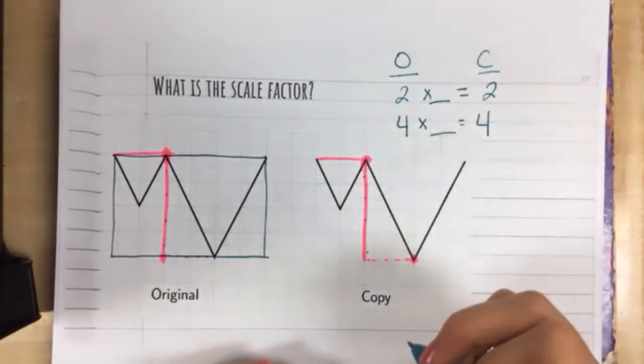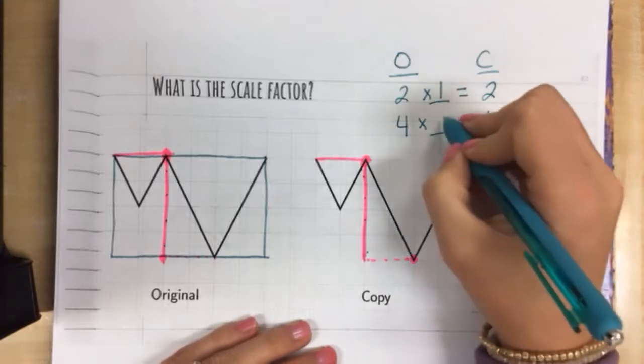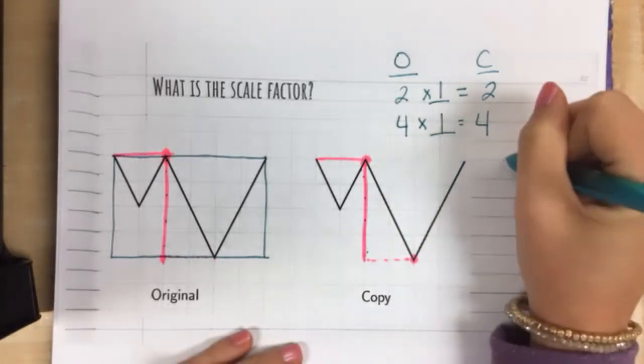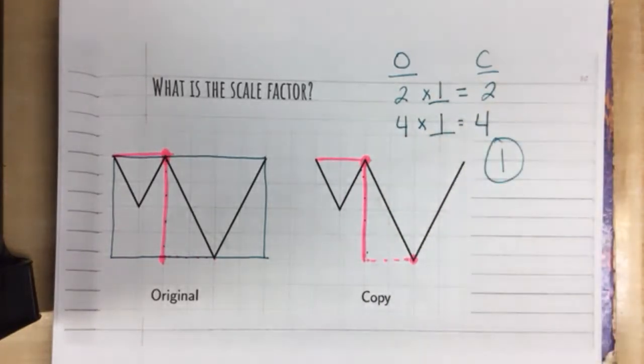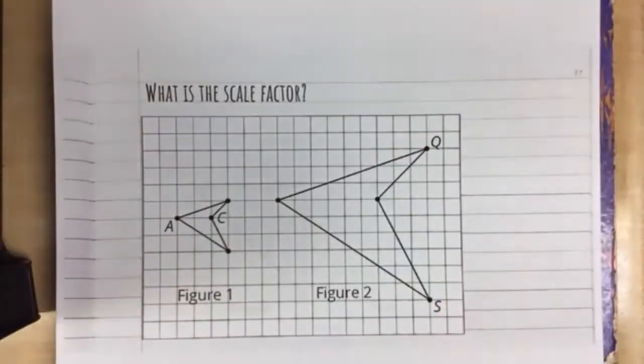2 times what gives me 2? 1. 4 times what gives me 2? 1. So my scale factor here is 1. They look exactly the same. All right.